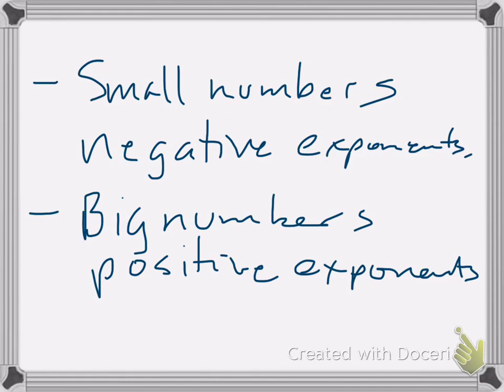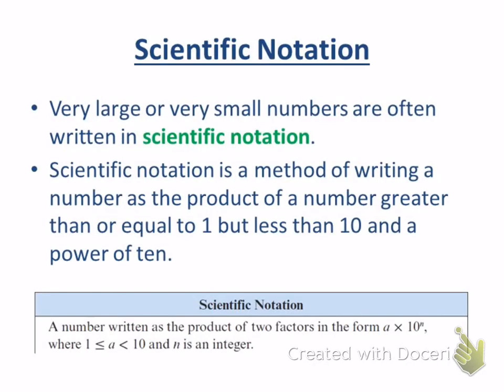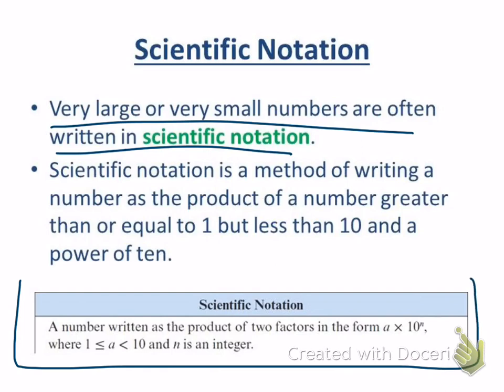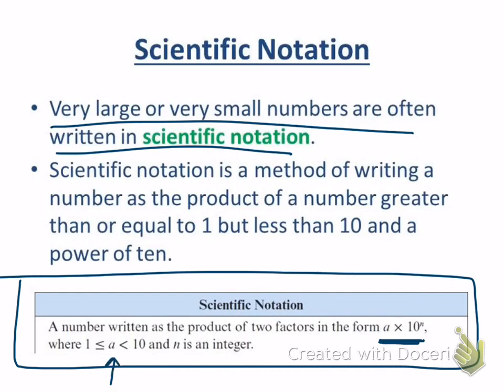Now, what is scientific notation? Scientific notation is a method of writing very large or very small numbers, right? And here's what it looks like. Scientific notation is some number A times 10 to a power of n. And then here are the conditions. A has to be a value between 1 and 10. It can include 1, but can't include 10. And n has to be an integer. That's all the positive and negative whole numbers.